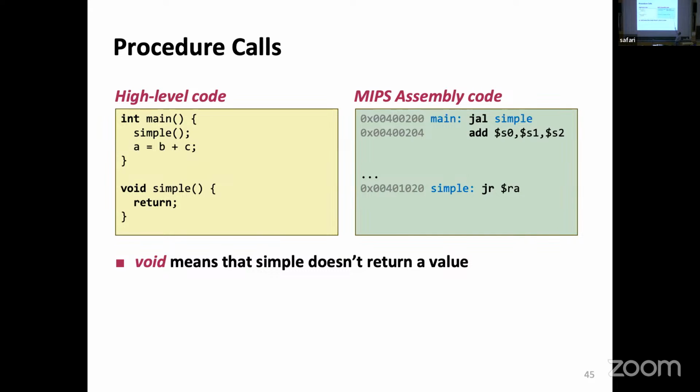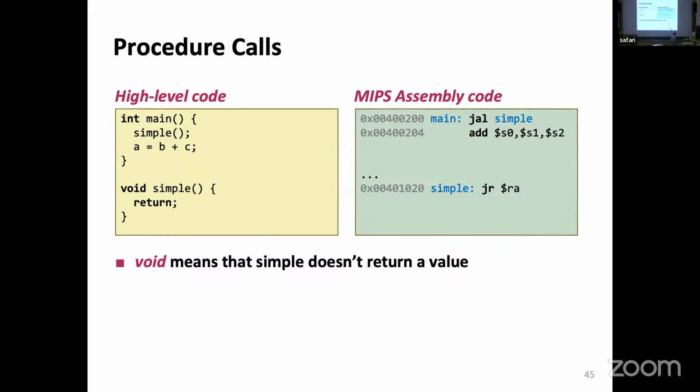Now, when you make jump and link simple, the return address will hold the value 400204, because if we weren't jumping, that would have been the next instruction that we would execute. In this case, once the simple function comes back, we want to be running A equals B plus C, and hopefully S0, S1, and S2 are B and C, and S0 will be A.